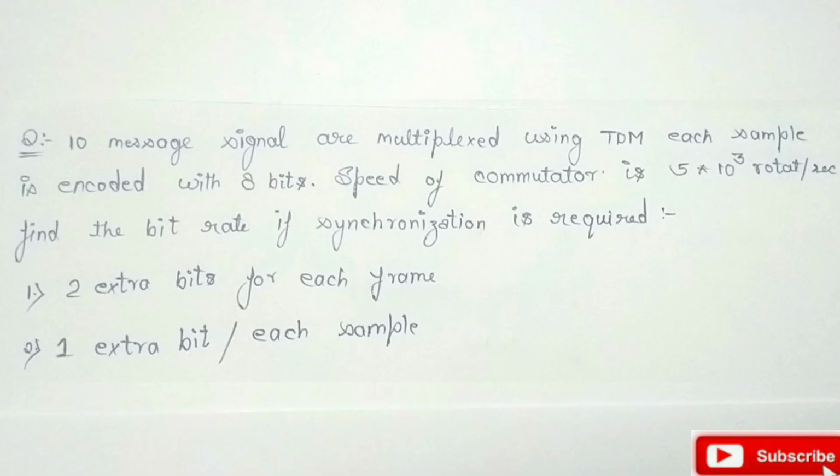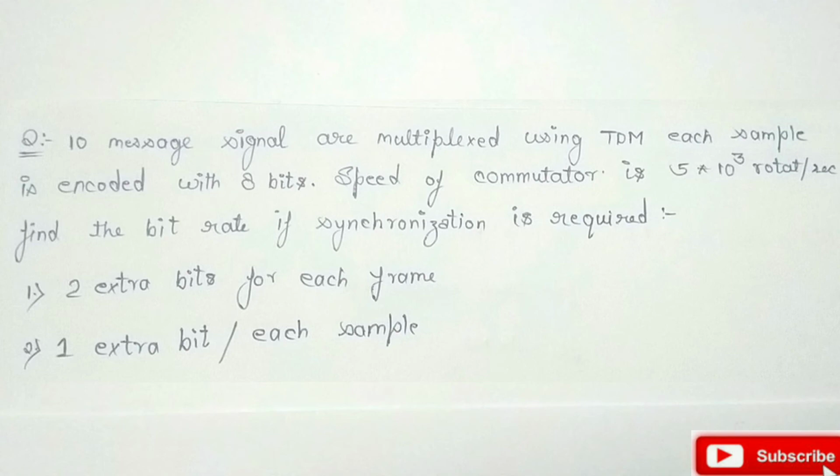Now we will try to understand the concept of the synchronization with the help of this question. In this question, 10 message signals are multiplexed using the TDM. Each sample is encoded with 8 bits. The speed of the commutator is 5 into 10 to the power 3 rotations per second. Find the bit rate if the synchronization is required: first, when 2 extra bits for each frame, and second, when 1 extra bit for each sample.